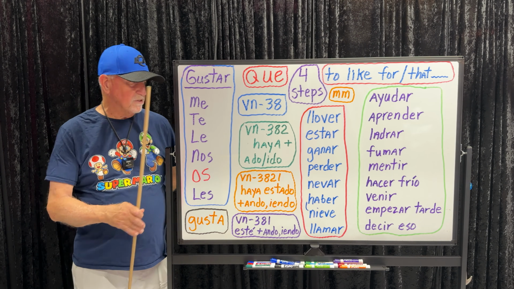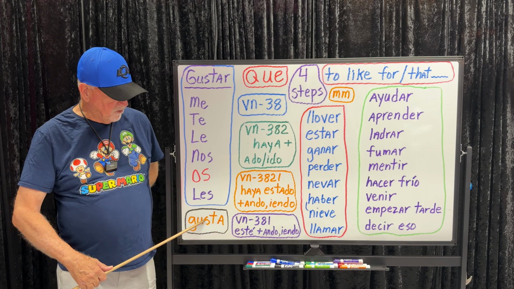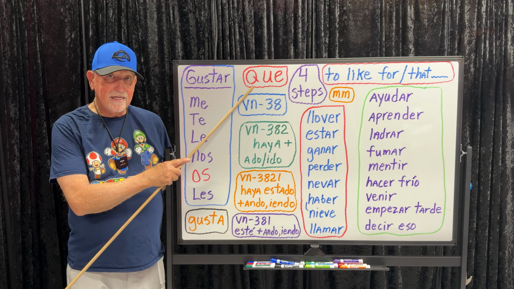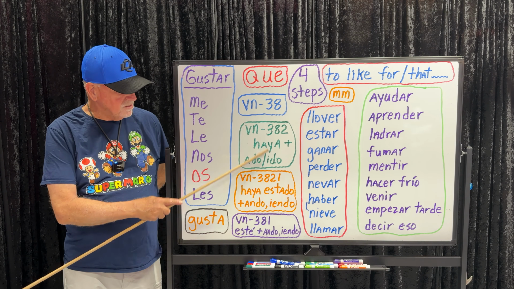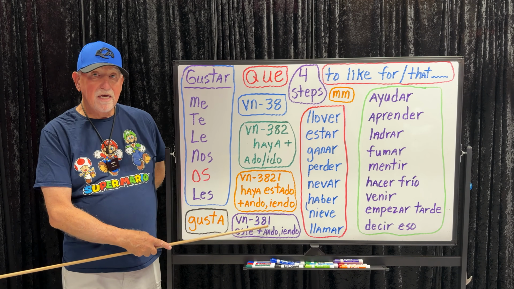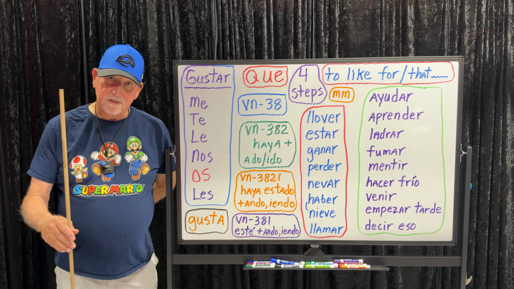It's 4 steps. The pronoun, who tells us who the subject is. The verb that says like. And number 3 is que. You got to have that, que. And then we go into subjunctive land. And we're going to look at 4 different choices that we have. And we're going to go cluster by cluster so you don't fluster.